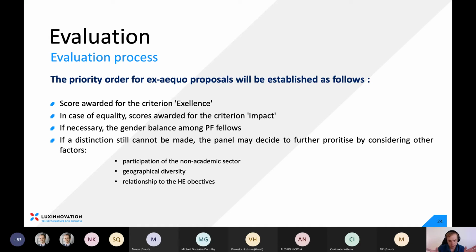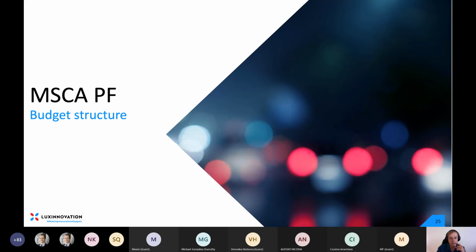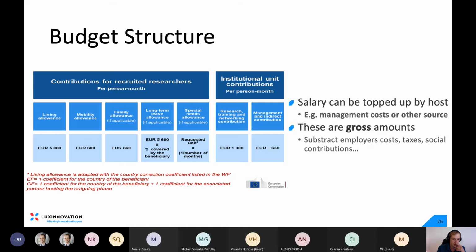If it's still the same score, then there's further criteria. I think we don't have to get into these details to be honest. In the end, it doesn't really matter for you. You try to do your best. But once you receive your score, we might have to explain to you why you received the ranking that you received. The budget, in principle, it will be important for you to know, also for the host to know, but it's nothing you have to worry about.